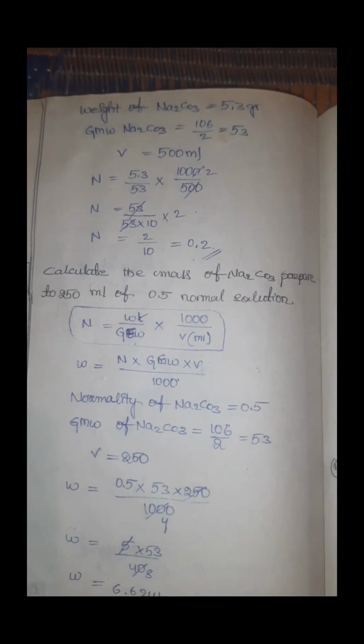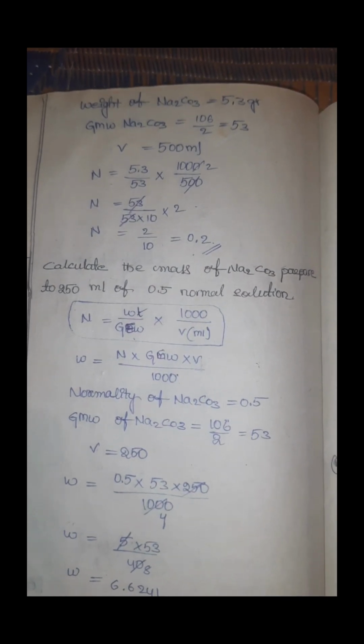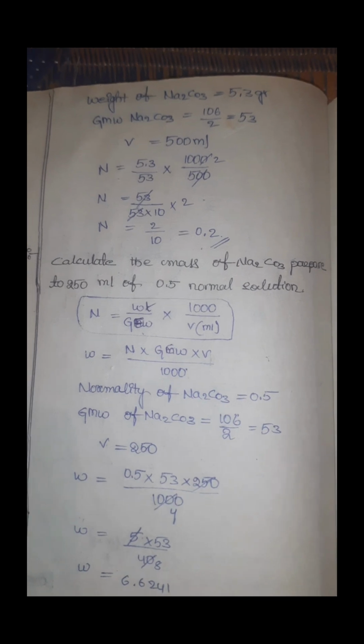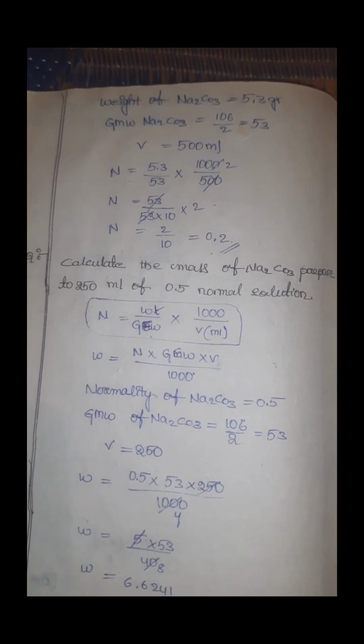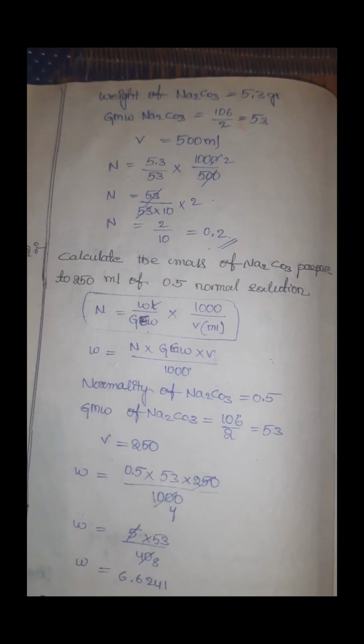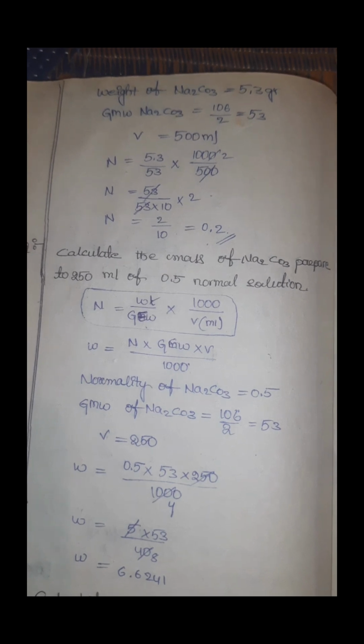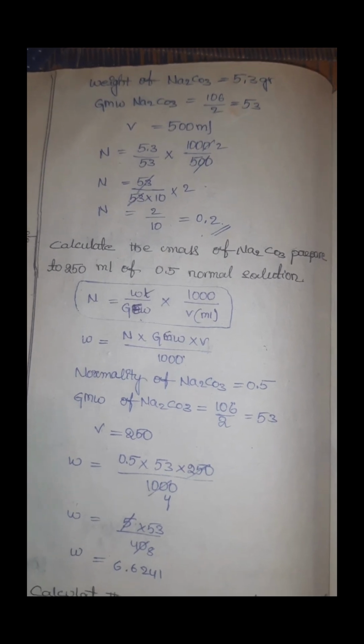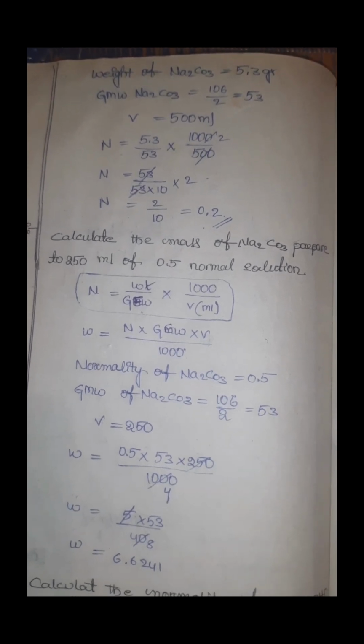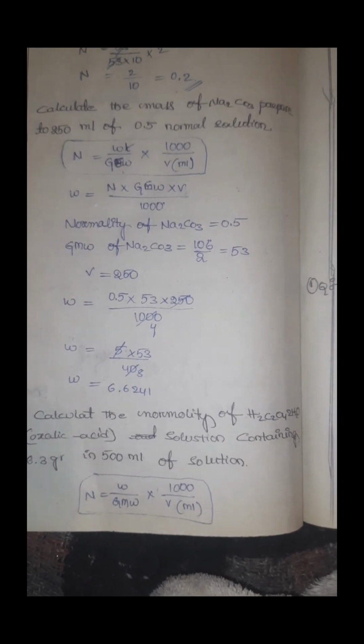Calculate the mass of sodium carbonate needed for 250 ml of 0.1 normal solution. For the normality of this compound, you use the GEW, not the GMW. Sodium carbonate is a salt with a charge of 2, so the GEW is 53, not GMW here. That point you have to remember. Next question: a solution containing 6.100 grams of solute. In a similar manner, you have to find it out.